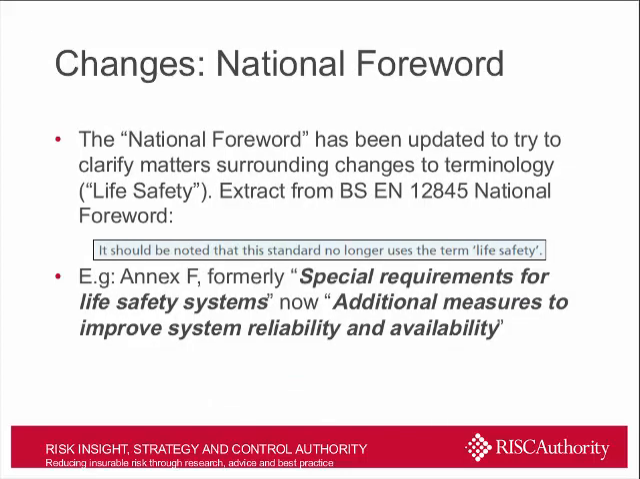Moving on slightly in the document, the national foreword has been updated to try and clarify matters surrounding changes to terminology, specifically life safety. So the national foreword now reads, "It should be noted that this standard no longer uses the term life safety." Elsewhere, Annex F, formerly Special Requirements for Life Safety Systems, is now titled Additional Measures to Improve System Reliability and Availability.